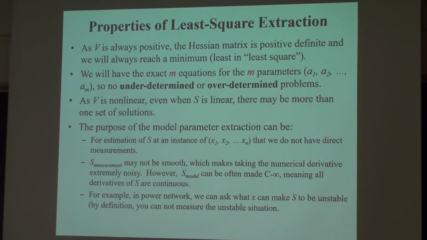But the model is different, right? I can make it C infinity. Once I fit my model parameters, I take the derivative in the model, not from the measurements. Why? Because measurement has noise, and differentiation of noise is death. It's a delta function, right? So many times I want to know the derivative, and I cannot get that from measurements. I have to get it from the model because measurement has noise.